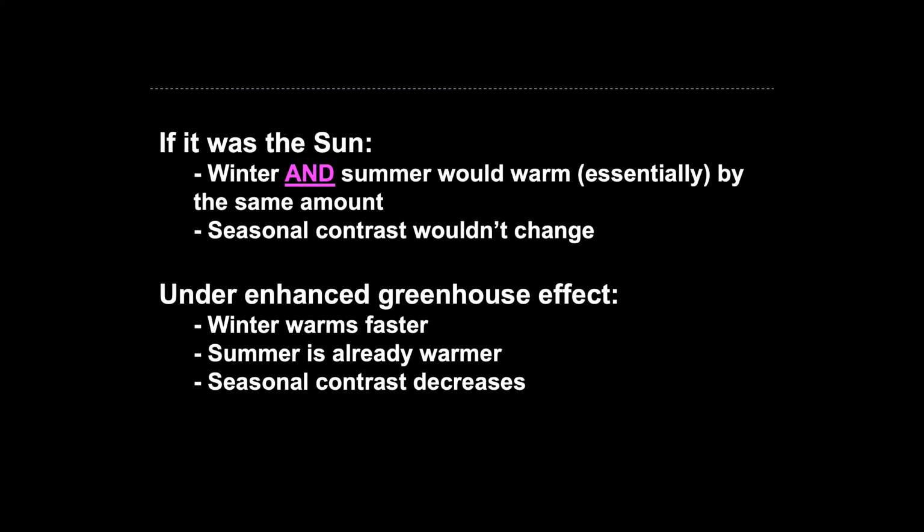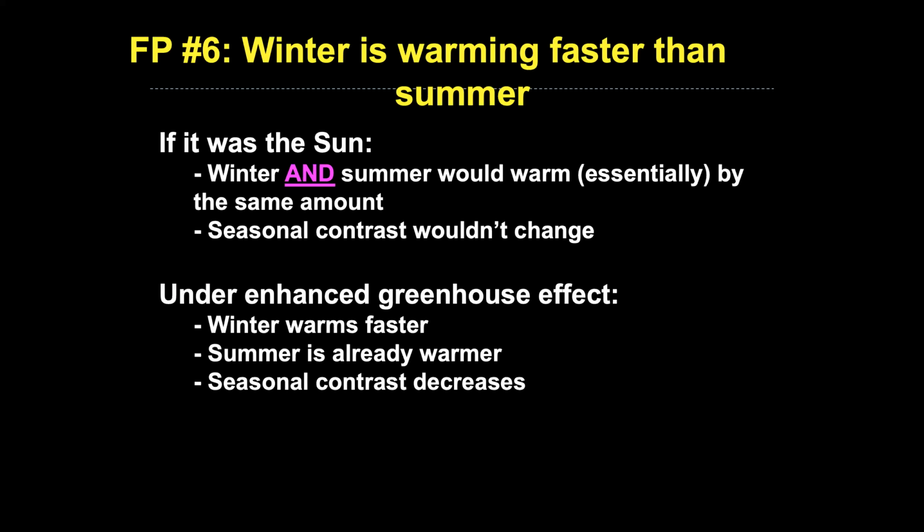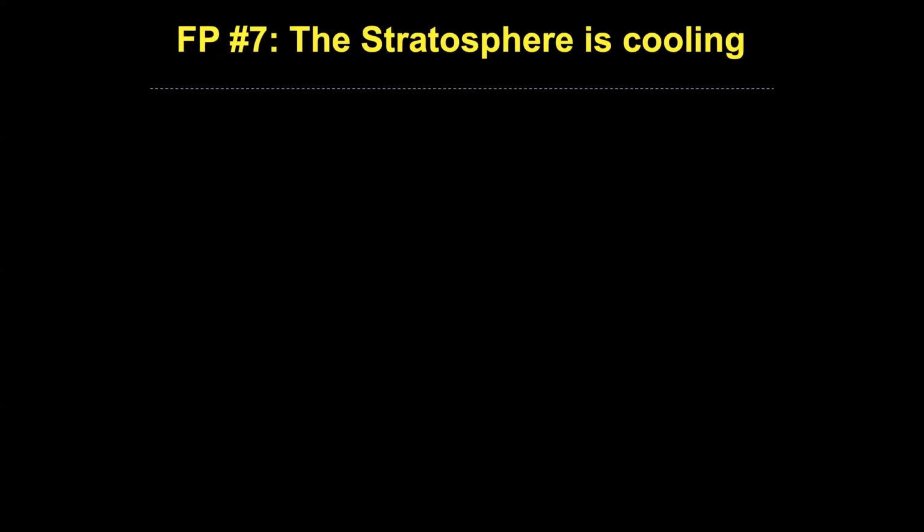If it was the sun, there you go, winter is warming faster than summer. If it was the sun, winter and summer would warm essentially about the same rate, the same amount. The seasonal contrast really wouldn't change. Under an enhanced greenhouse effect, the winter warms faster. Summer is already warm, right? It's already a warm season, although you can get more extremes in there as well. But the seasonal contrast begins to decrease.